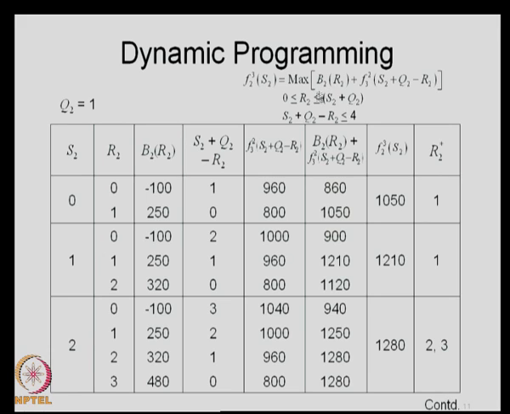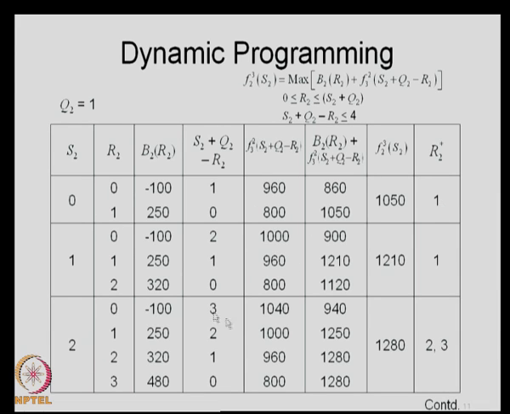What we are doing is, for each possible value of R2 for a given S2, we are calculating the terms B2 R2 plus this term. This term we are picking up from the previous table, and we are calculating B2 R2 plus F3 and so on. Then among all the possible values of this term corresponding to a given S2, we pick up the maximum value. So, that is what we get here as 1050, and R2 star is the associated value of R2, which results in this particular objective function value. In this particular case, it is 1. Therefore, we write 1.